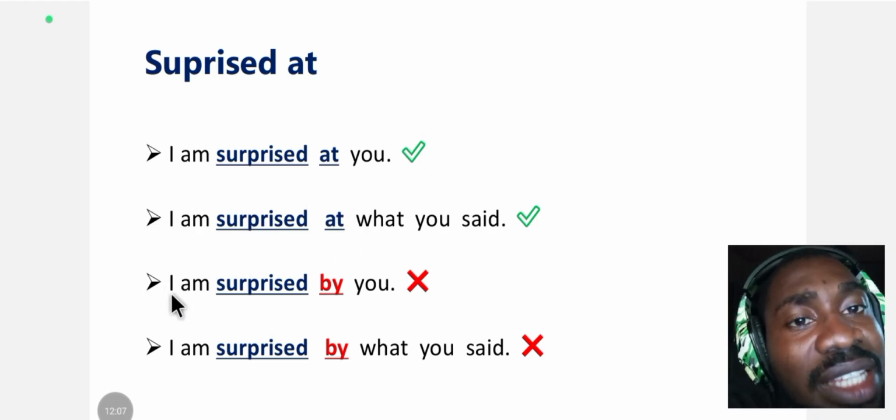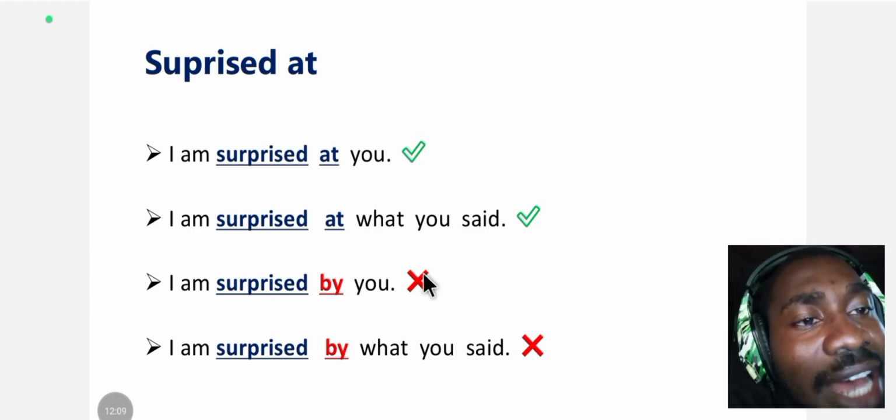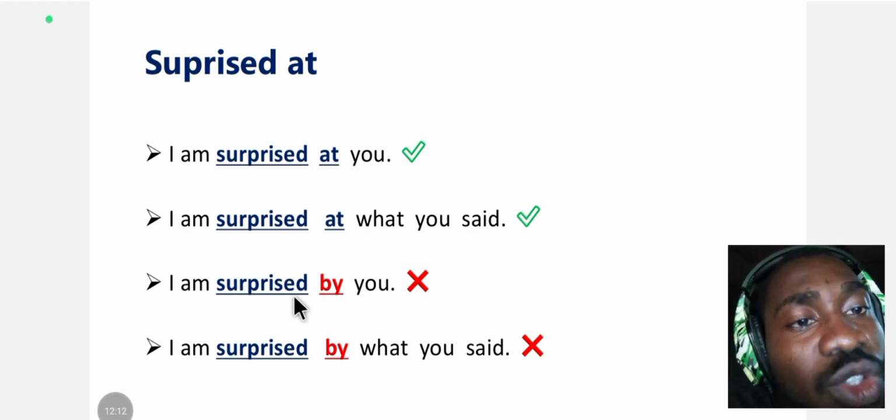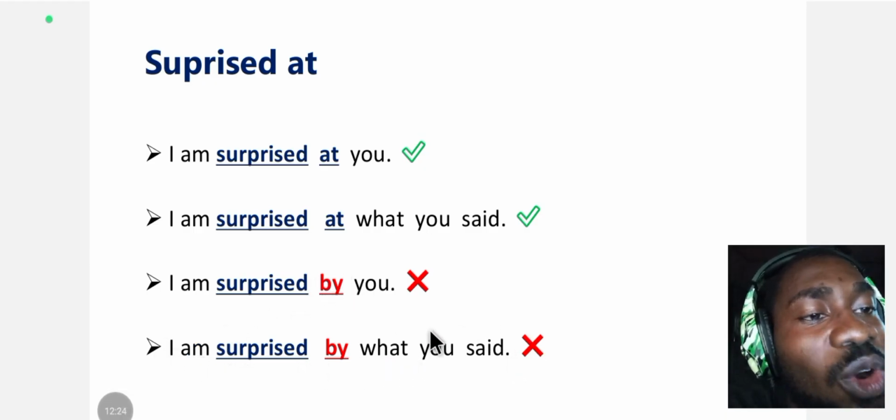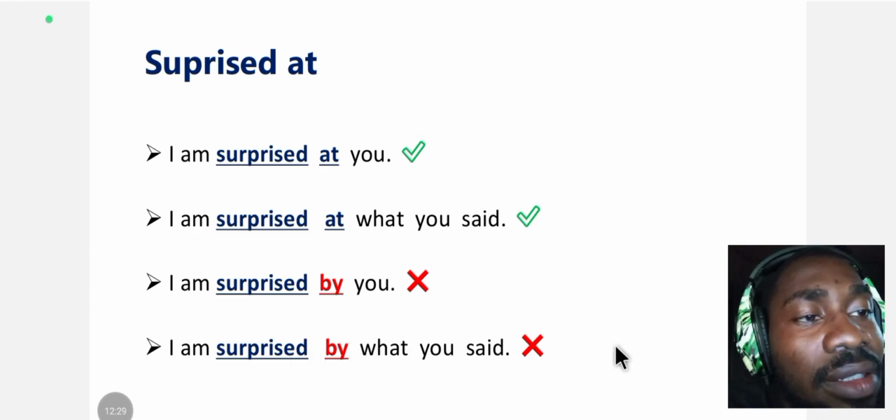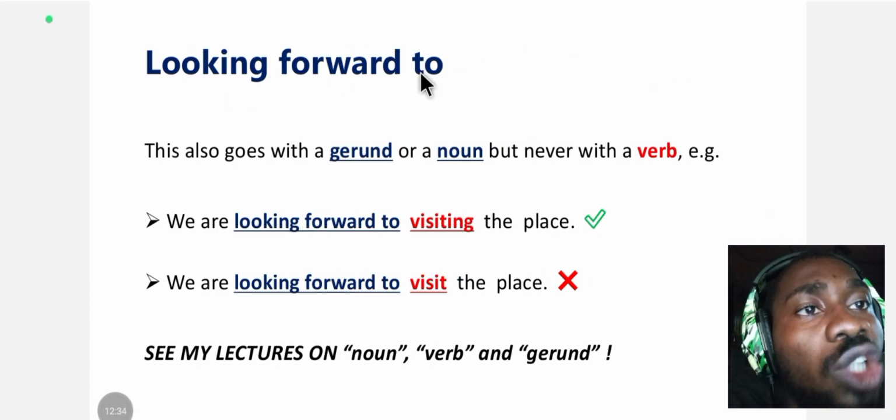The third example says, "I am surprised by you." That's wrong. Why is it wrong? Because "surprise" does not collocate with "by." Take note of the color coding. Danger, red. The next example here says, "I am surprised by what you said." Also wrong, because "surprise" does not collocate with "by," but only "at," according to collocations. Moving on.